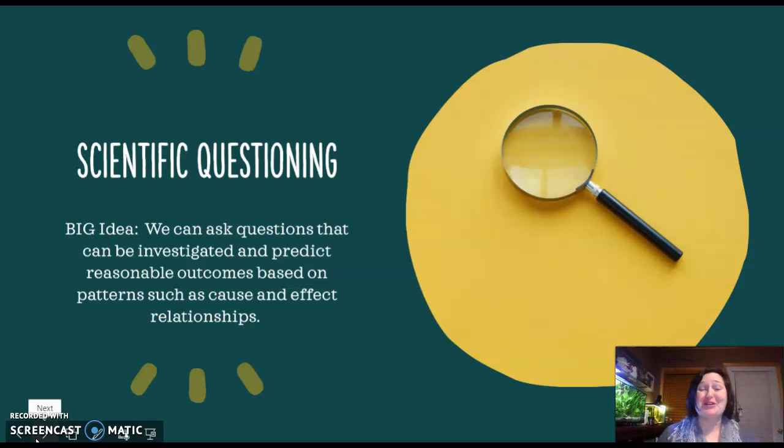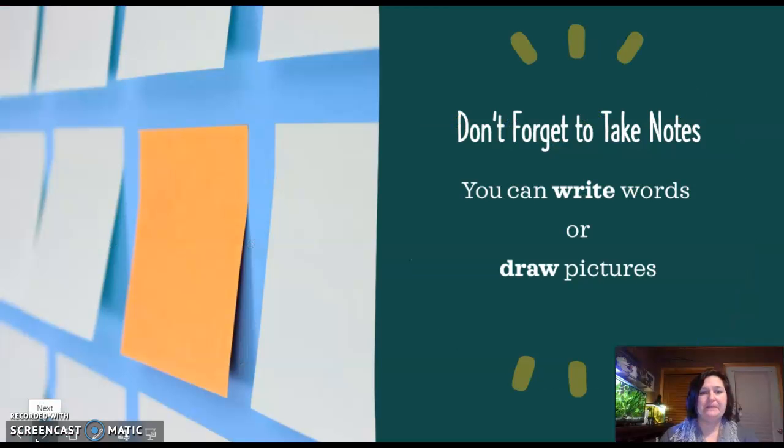Okay, so we're starting a new unit on scientific questioning. So, Josiah, can you please read us this slide? What is our big idea for this unit? Yep, so we're going to ask questions. We're going to investigate and predict outcomes. And that's all going to come from asking questions. Great job. Thank you for reading that, Josiah.